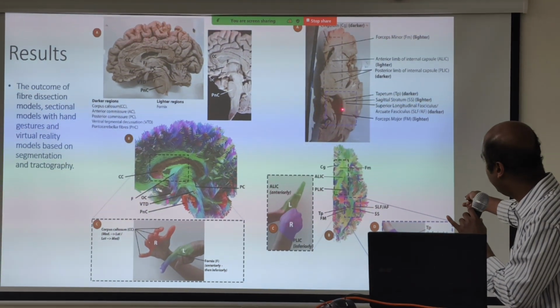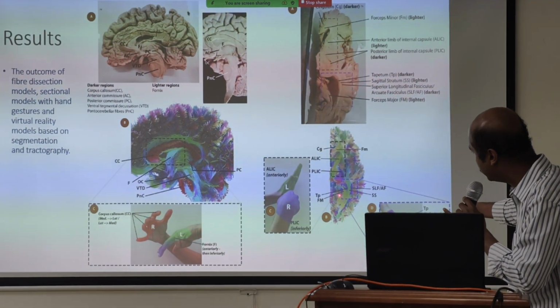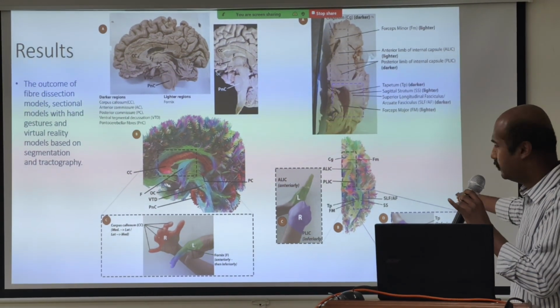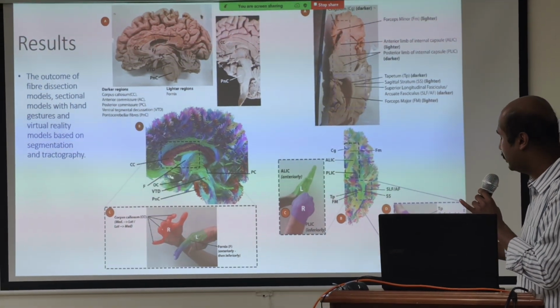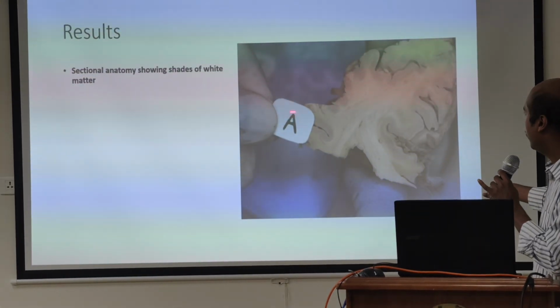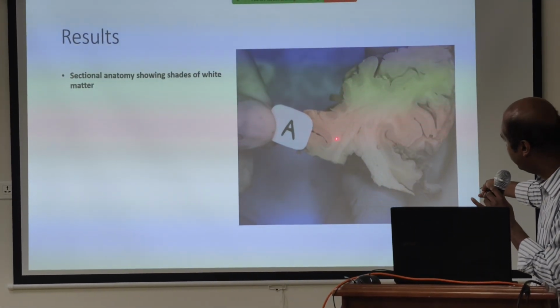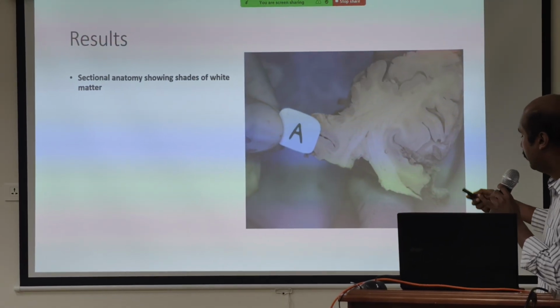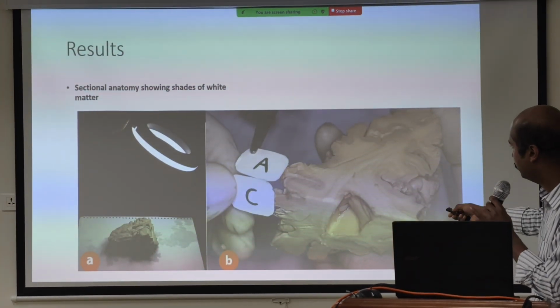So all these differences are visible on the tractography models, and it is visible on these gestures also. This is something that we are, this paper is currently under review. Here again you can see the grey matter here, white matter here, and the white matter is having different shades. So this was also an output of our work.